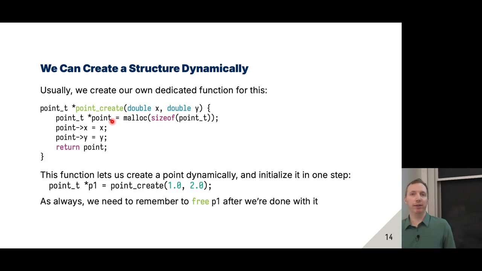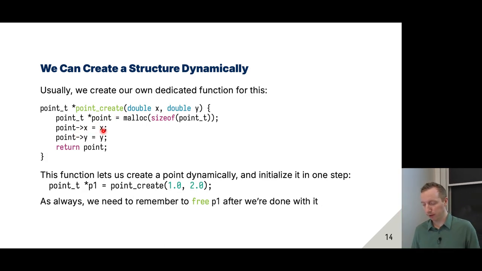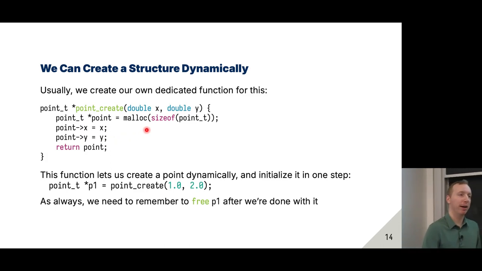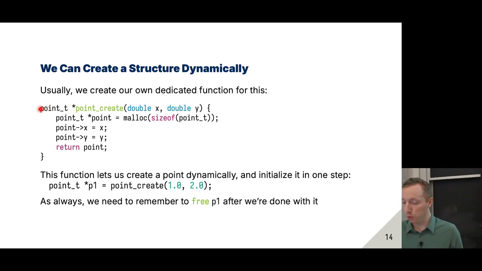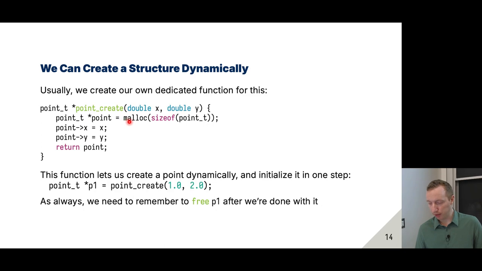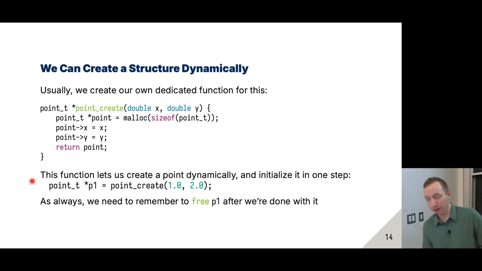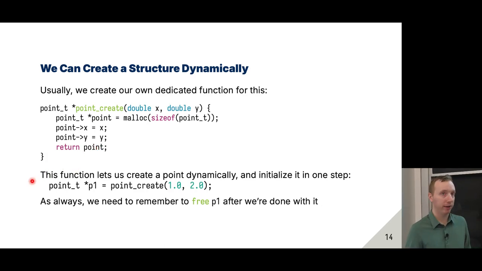And then, well, because these things are grouped together, I would logically need to set the X to X, the Y to Y. And well, if I have to do that all the time when I have to make one anyways, what usually happens is that you just create your own dedicated function for this. So here I might call it point_create, and it takes in as arguments a double x and a double y, and then it returns a pointer to a new point_t. So here I malloc it, I set the two fields, and then I return that pointer back. So that lets us create a point dynamically and initialize it in one step.